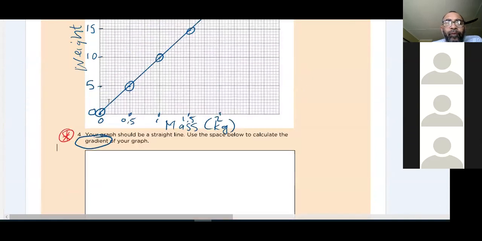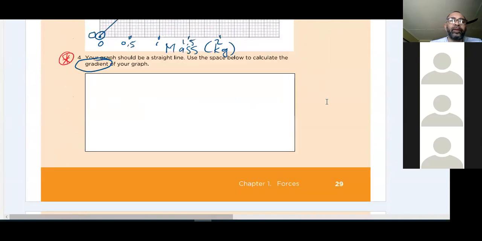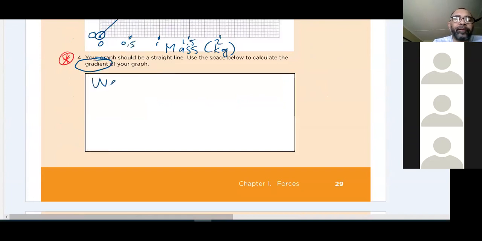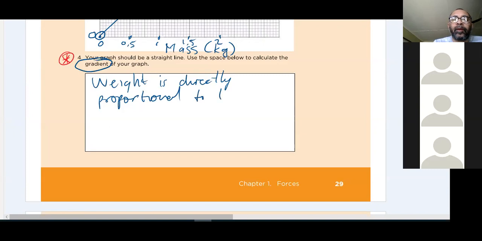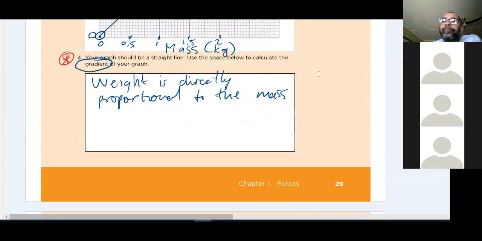So when I look at this graph, what is the conclusion that I can have? If it's a straight line and it passes through the origin, there's a couple of things I can say in terms of the conclusion. That the weight, firstly, is directly proportional to the mass. You can say that in other ways, that as the mass increases, the weight increases. But scientifically, that's the correct terminology. When you have a straight line graph passing through the origin, in the two variables that you are plotting against each other, they will be directly proportional to each other.